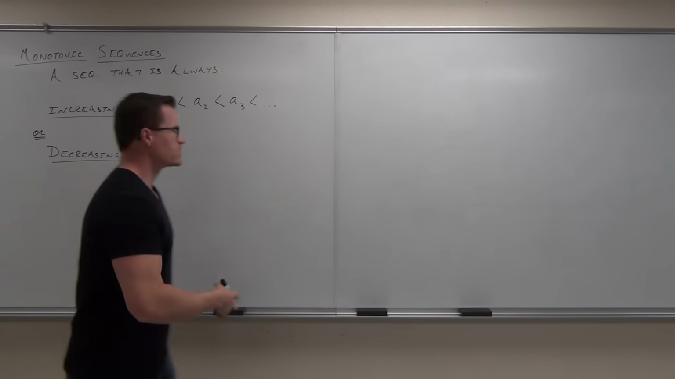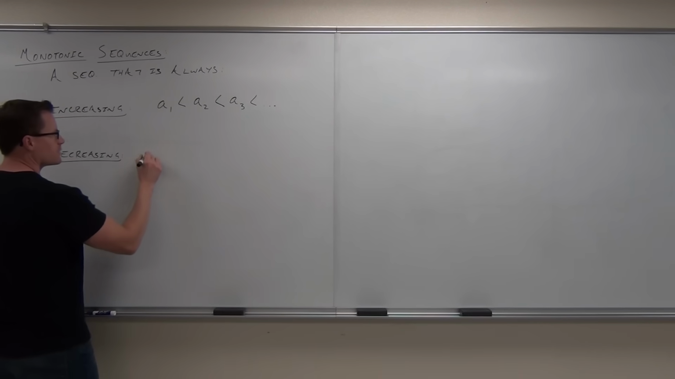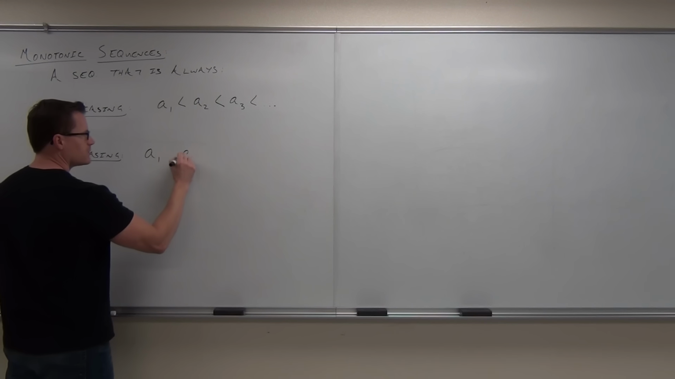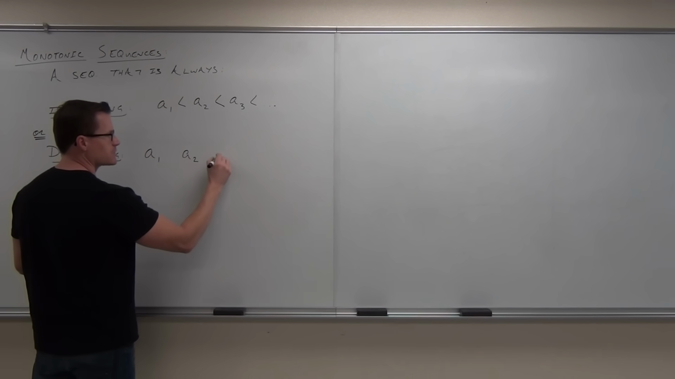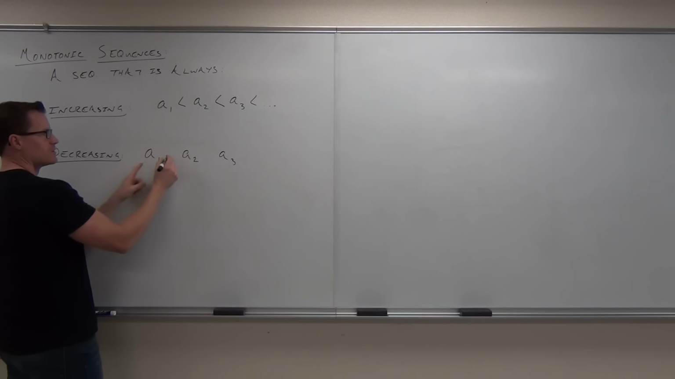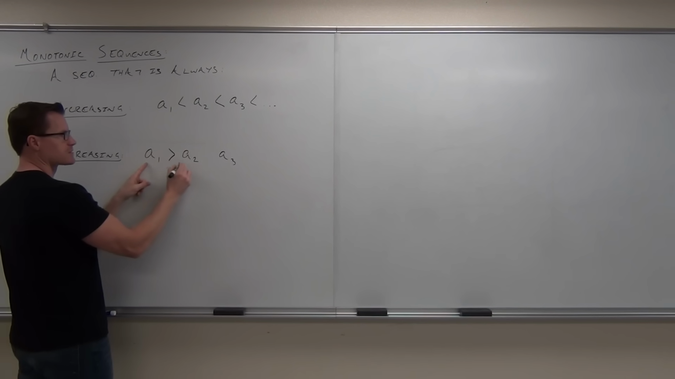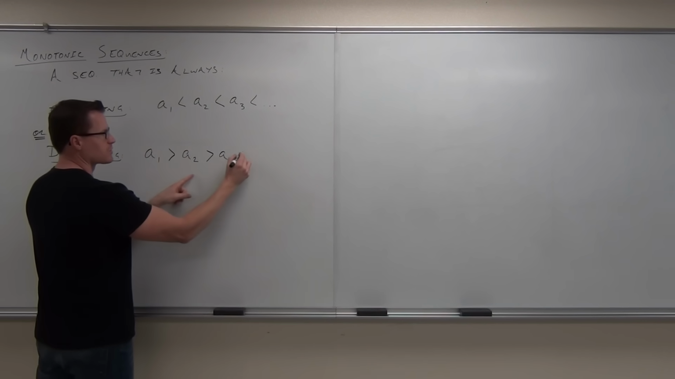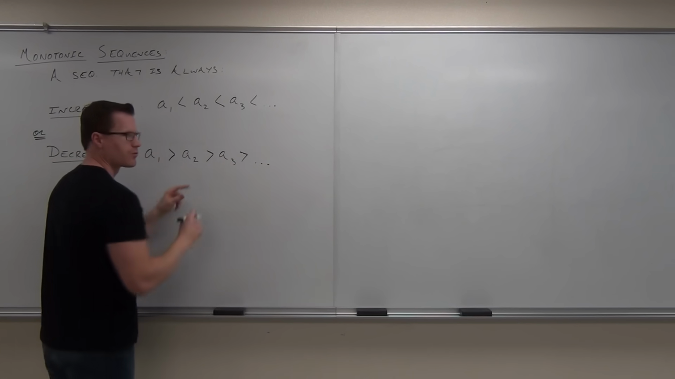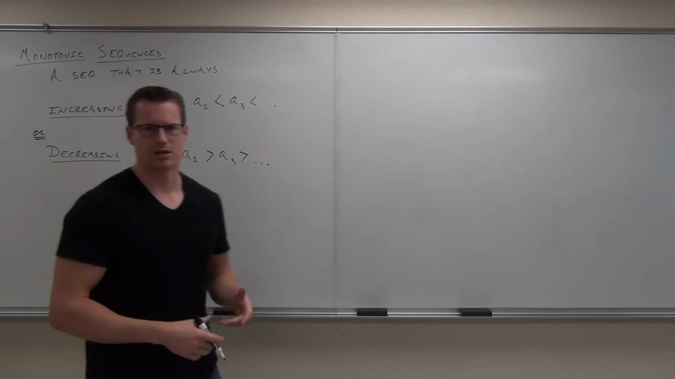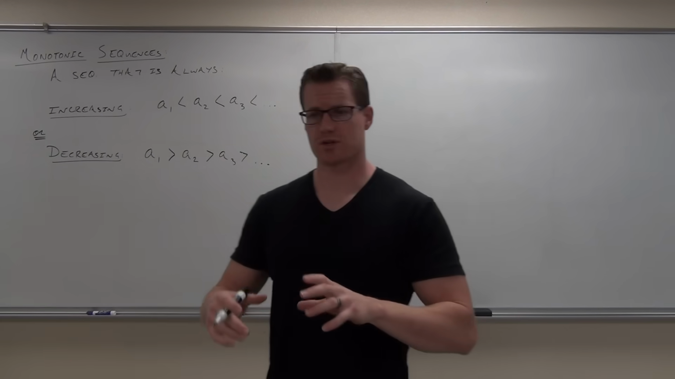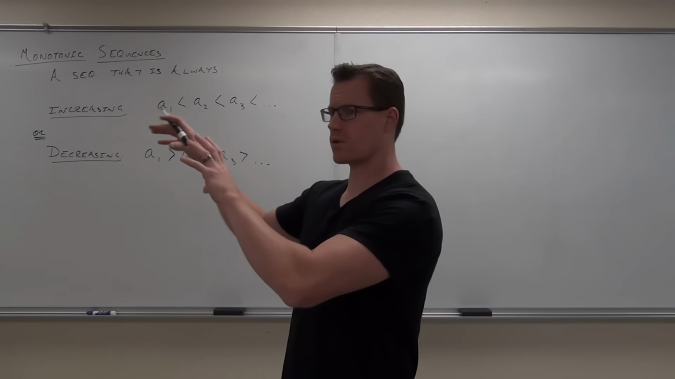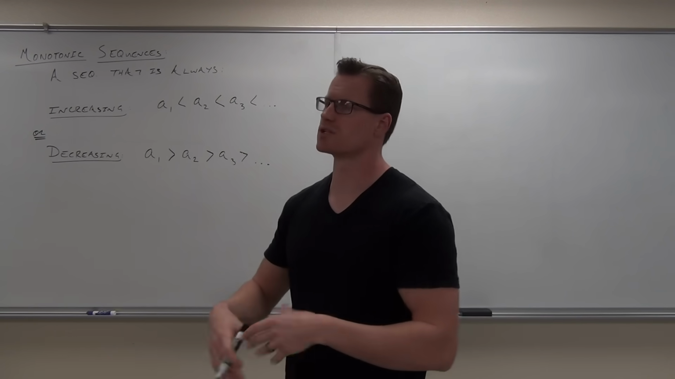Okay. Decreasing, of course, would be the other way. You're starting off with some terms here, but if you're decreasing, then the first term would be bigger than the second term, which would be bigger than the third term, bigger than the fourth term, forever and ever. And that's a definition of a monotonic sequence. It's a sequence where the terms either increase or decrease forever and ever and ever.